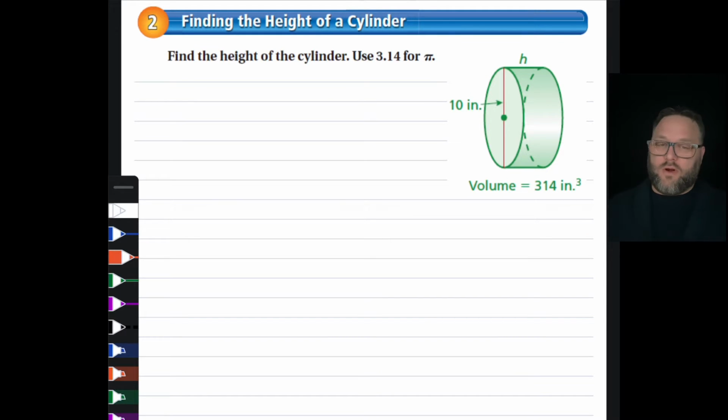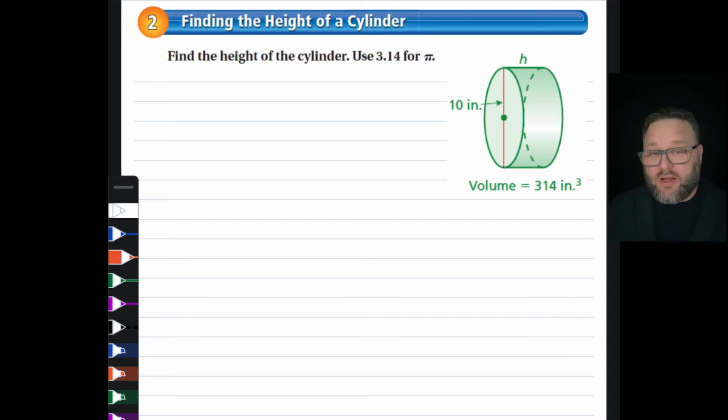We've got what if height is missing instead of volume? So here's one of those times where we're trying to show that it doesn't matter what's missing. As long as only one piece is missing, we can solve any formula. That's the practice going on here.